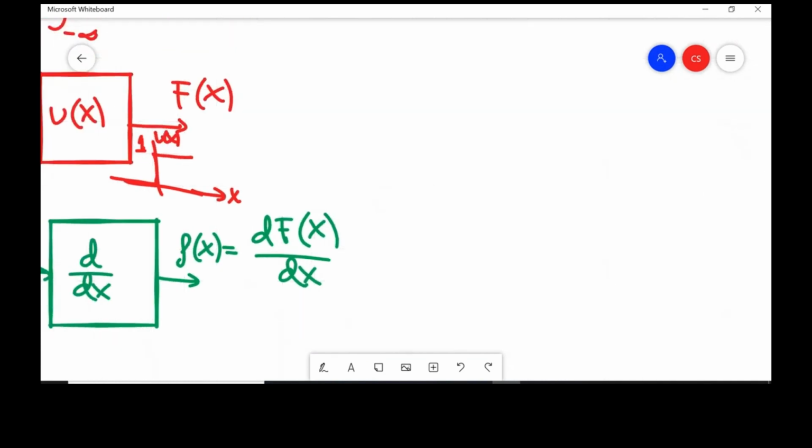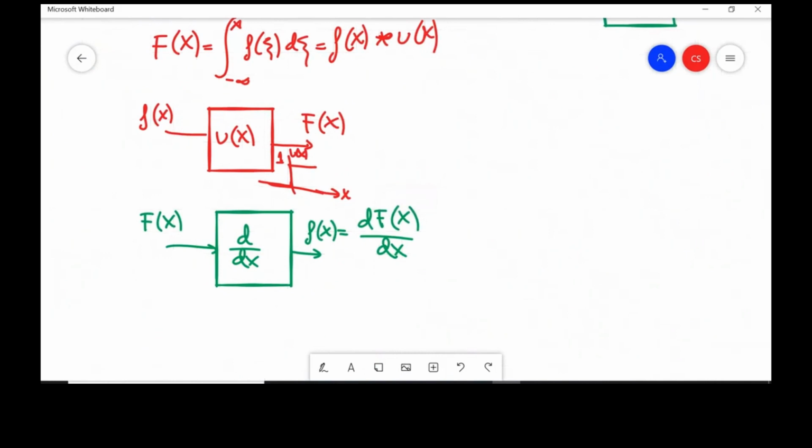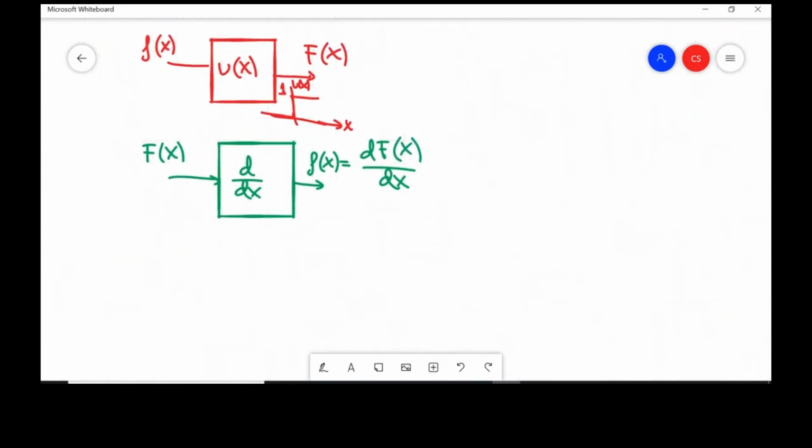I think make it smaller. Oh, this is not so nice. Okay, good.